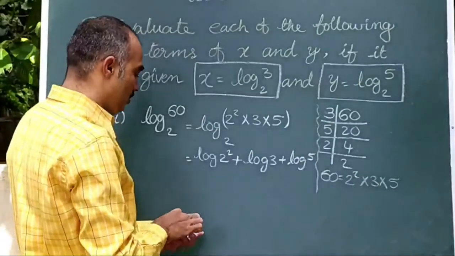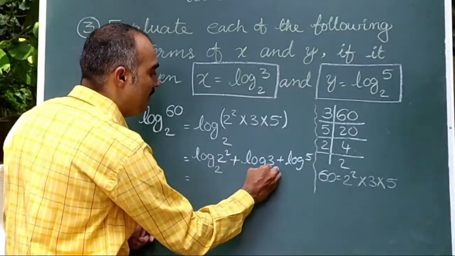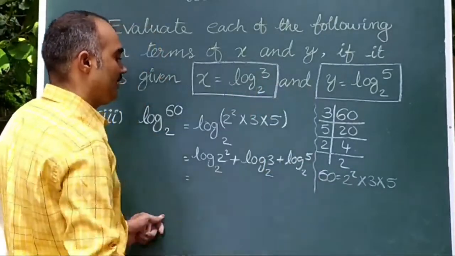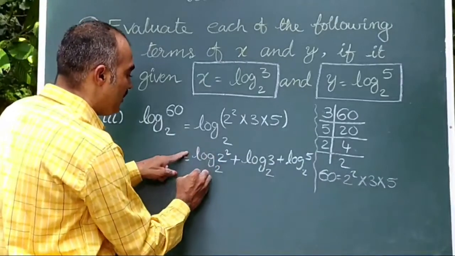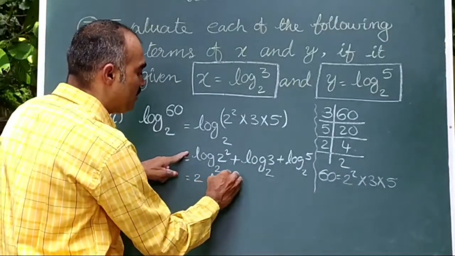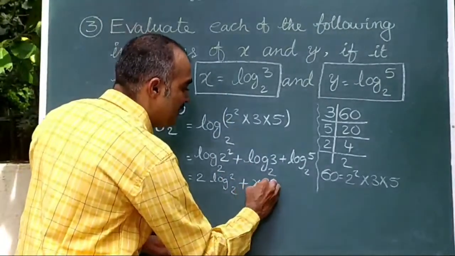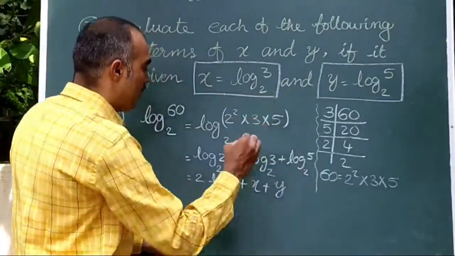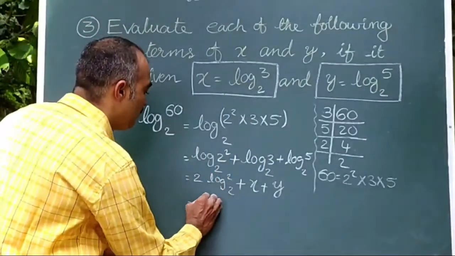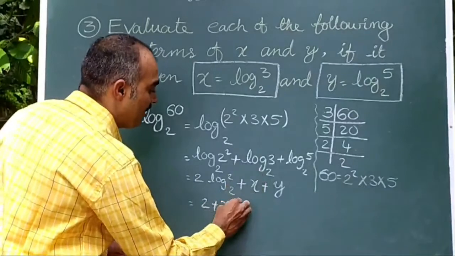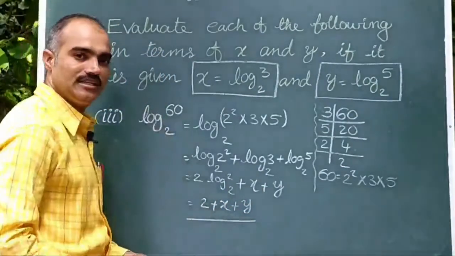Now, here base 2 is there, so I am writing it for every value. This 2 comes forward, so it is 2 times log 2 base 2 plus this value is nothing but x, this value is nothing but y. Already you know log 2 base 2 is 1. So, 2 1s are 2 plus x plus y. This is the final answer for this question.